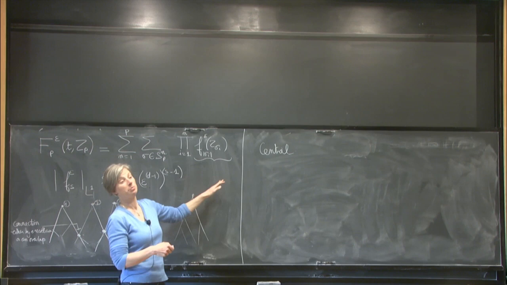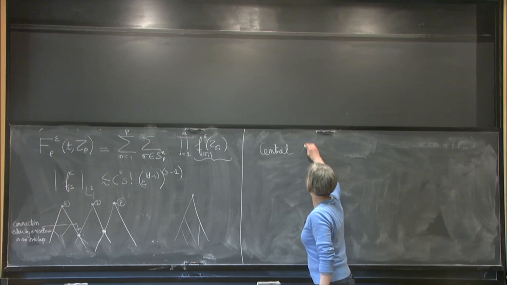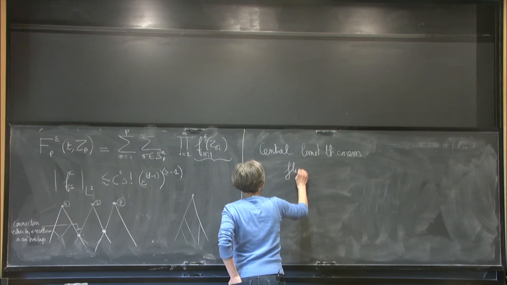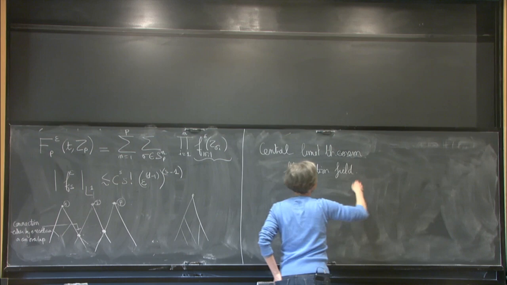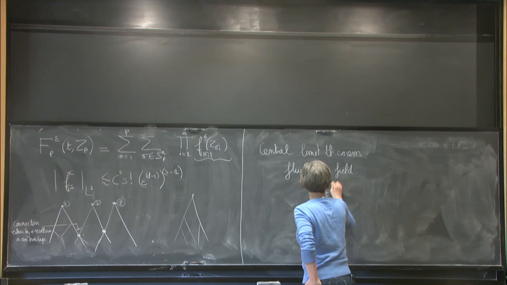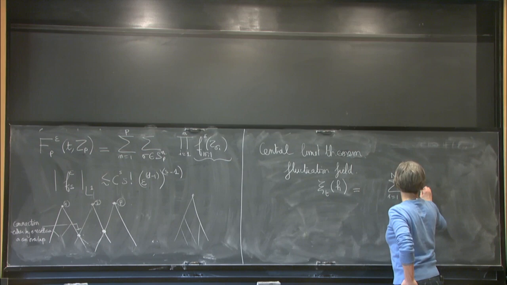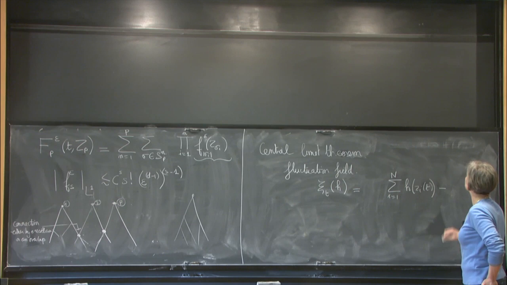Actually, it's not even epsilon. It's epsilon log epsilon. That's not really important. So now if I'm interested in a central limit theorem, what I would like to understand is this fluctuation field. I will define it just by summing it against a test function h. So it will be the difference between this guy here, h of z_i of t, minus mu here.